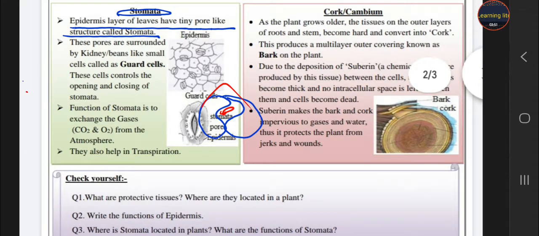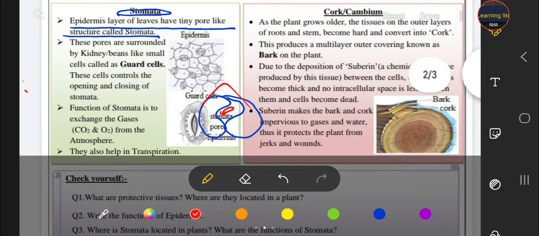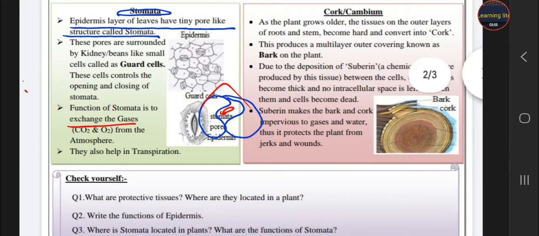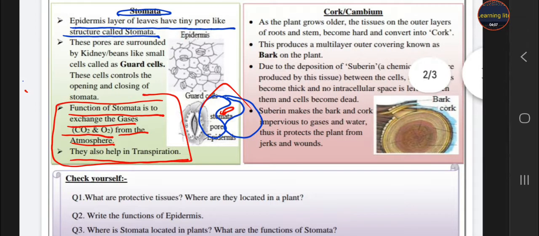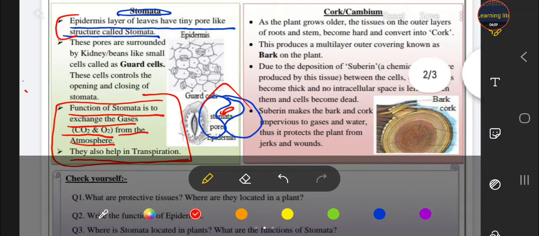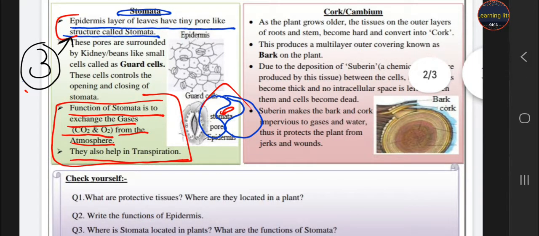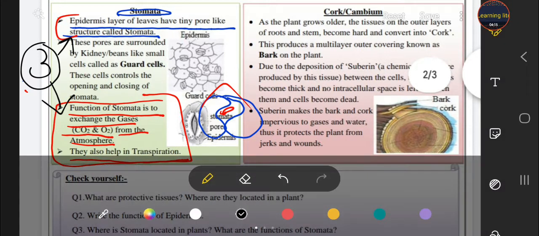What is the function of stomata, students? It is very important to exchange the gases. It means stomata take carbon dioxide from the atmosphere and release oxygen to the atmosphere, and they also help in the transpiration. So these are the function and these are the location, and this is your answer of the third question, students. You have to write both function and location.